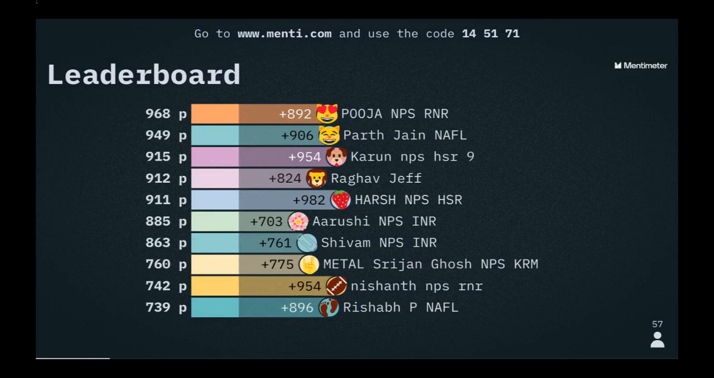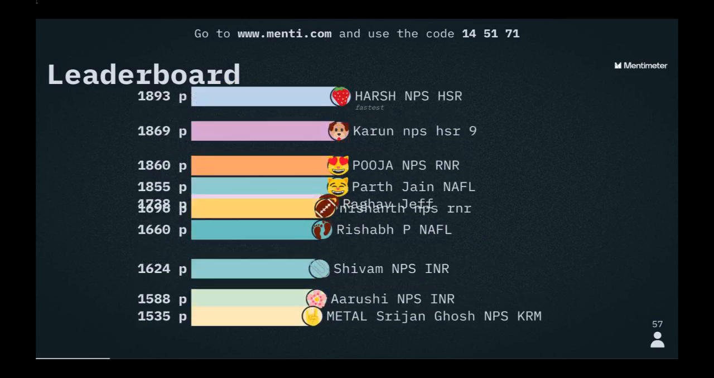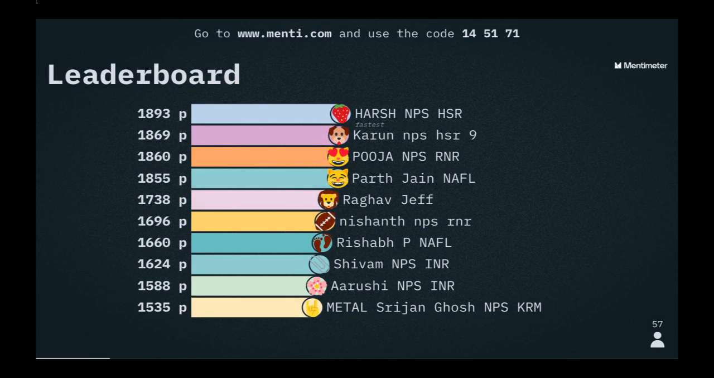Pooja, Parth, Karun, Raghav, Harsh, Arshi, Shivam. Harsh being the fastest responder and as of now leading the scenarios. And here we go to the next question.